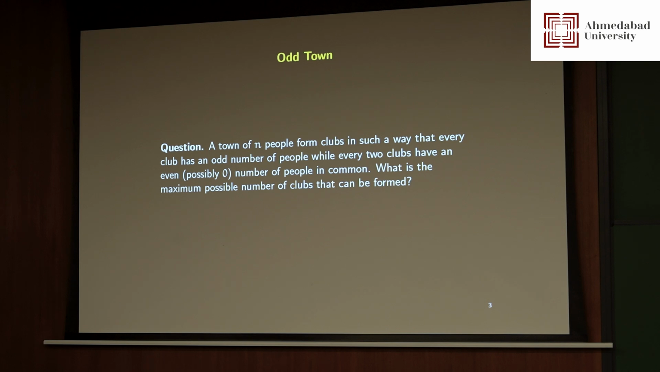If you think about this for a while and if you do some experiments using pen, pencil or even a computer, then you would see that the clubs can be at most n, which is also the number of people. So how does one prove this type of result? Remember, there are 3 conditions. First condition is that the town has n people. The second condition is that each club should have an odd number of people. And the third condition is that any two clubs can have only an even number of common people in them, and that even number can be 0.